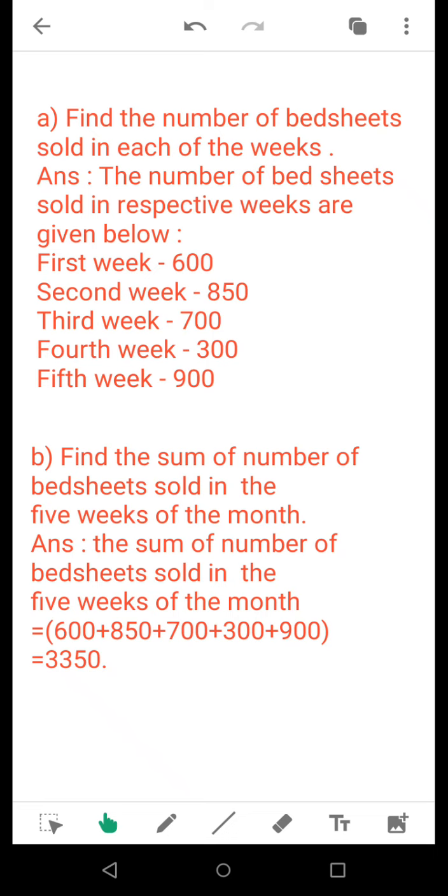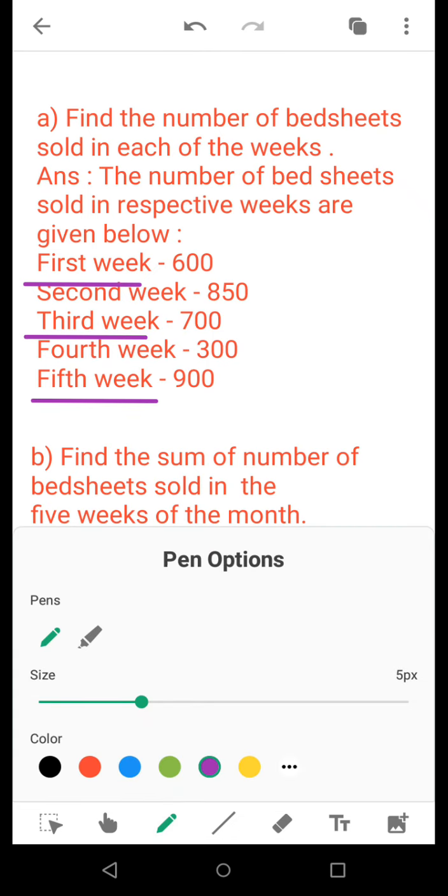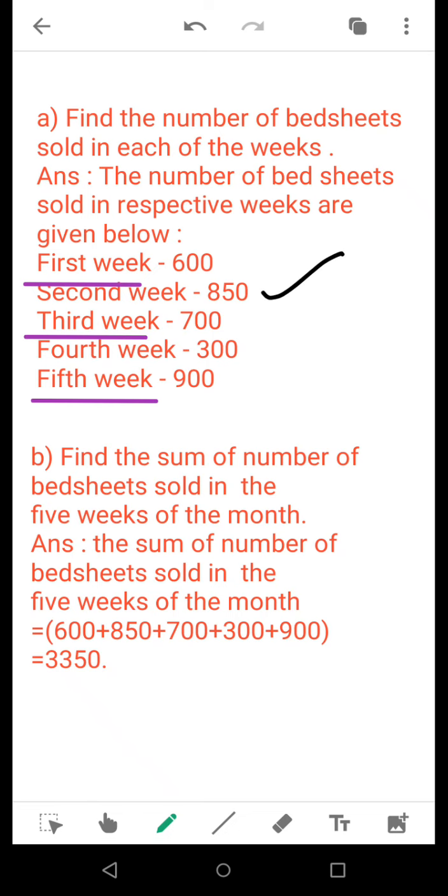So the odd weeks represents the 1st, 3rd, 5th, 7th, these weeks. Now here in this month, there are 3 odd weeks: 1st week, 3rd week, 5th week. Let me underline it. 1st week, 3rd week, 5th week. These are the 3 odd weeks, and I tick the even weeks, that is 2nd week and 4th week. So there are 3 odd and 2 even weeks.